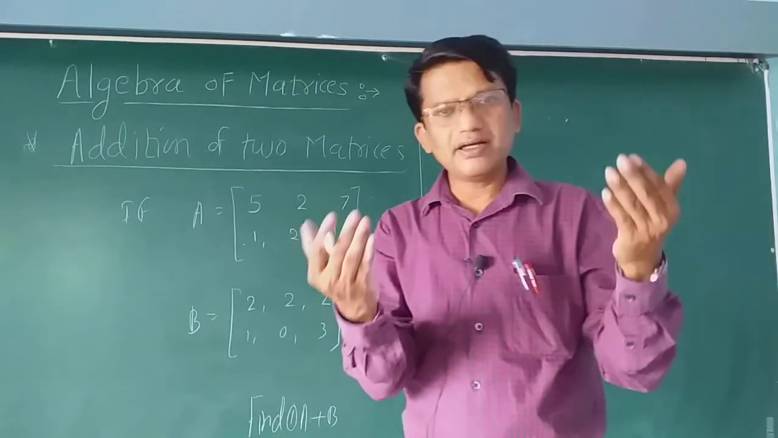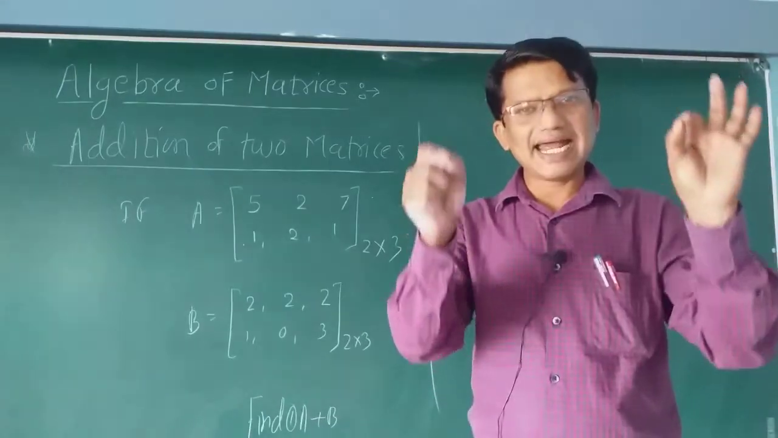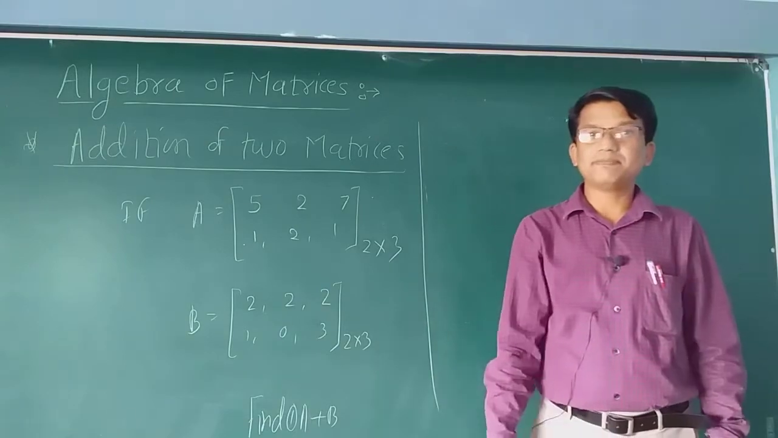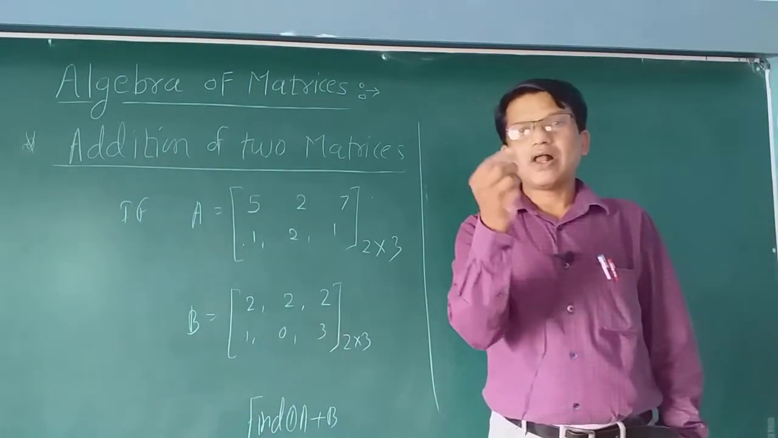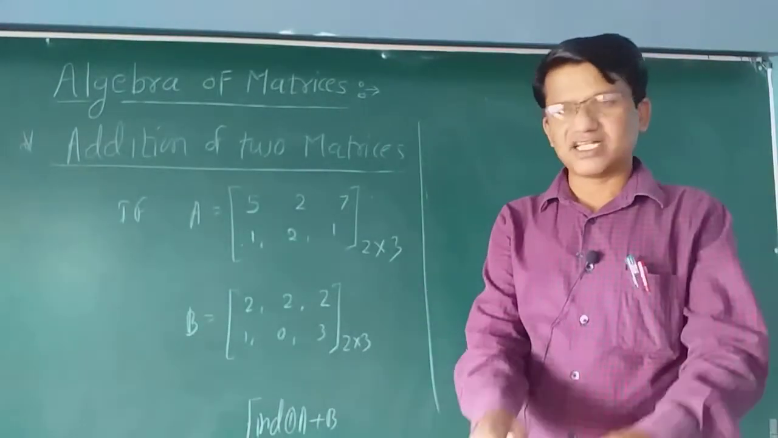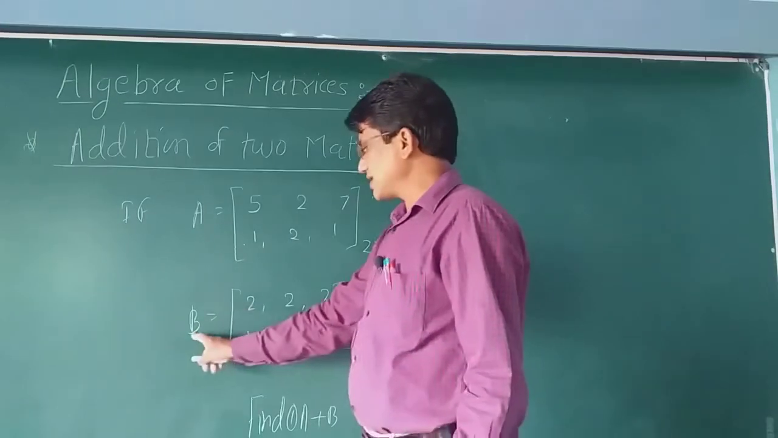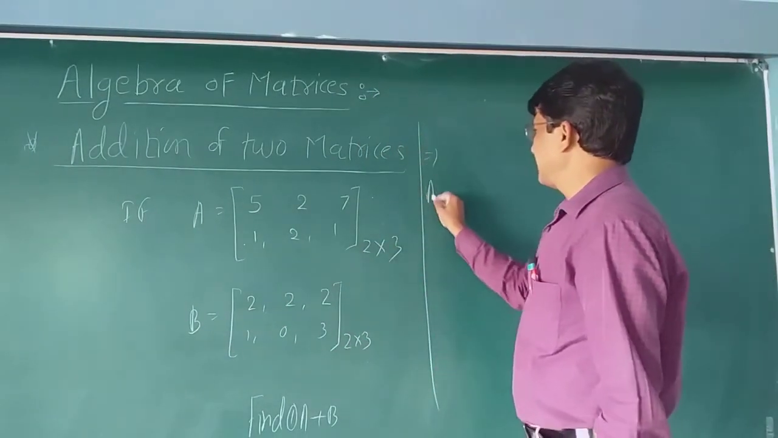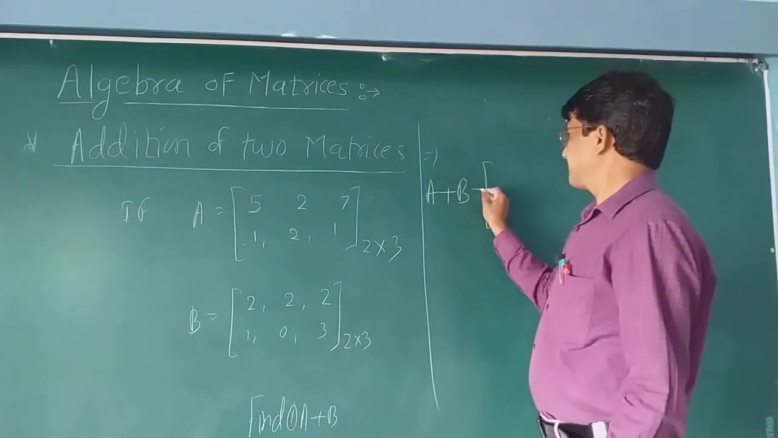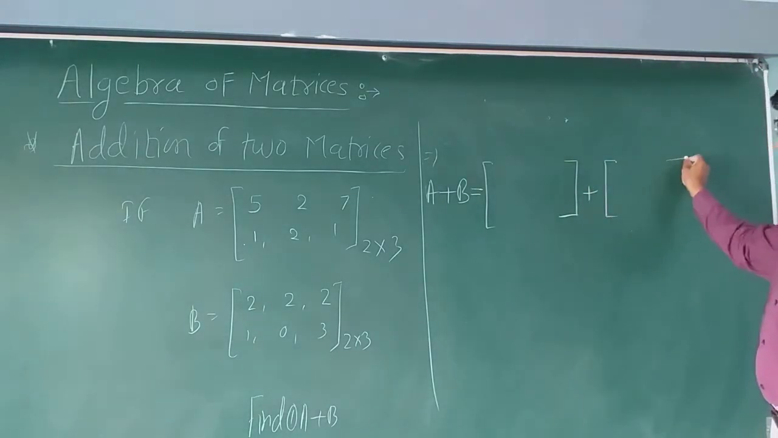If the orders of the two matrices are the same, then and only then can we find the addition of two matrices. But how? By adding corresponding elements. Adding corresponding elements means what? Here matrix A is given, matrix B is given. Therefore our answer A plus B is equal to, here is matrix A, here matrix B.